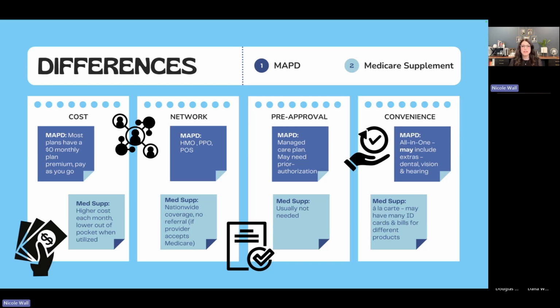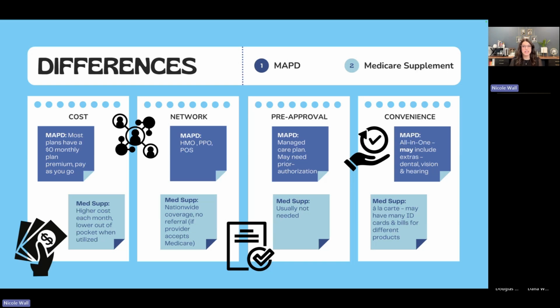Whereas Medicare Supplement is very a la carte. So I guess you can see that as maybe a pro or a con depending on your situation. But if you wanted a robust dental and vision benefit, you would get a plan or plans for that. And you're going to have a separate card and maybe a separate bill for each one of those.